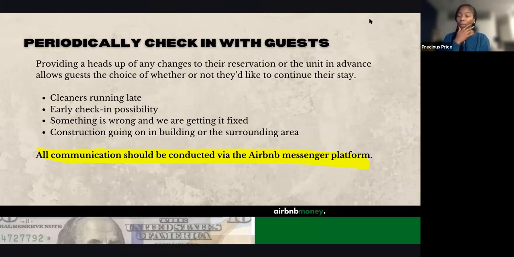Is early check-in a possibility? Let them know. Is there something wrong and you're working to get it fixed? Will they not have access to something, right? There was a point in time where with one of my houses, we had bookings coming in, but then one of the guests completely knocked off the faucet in the tub, and we completely had to have it repaired. They had to knock down the wall to get back there.